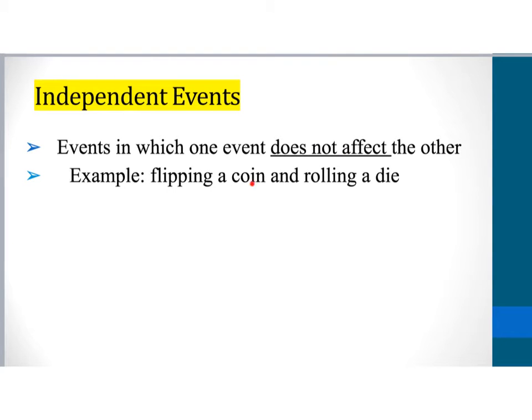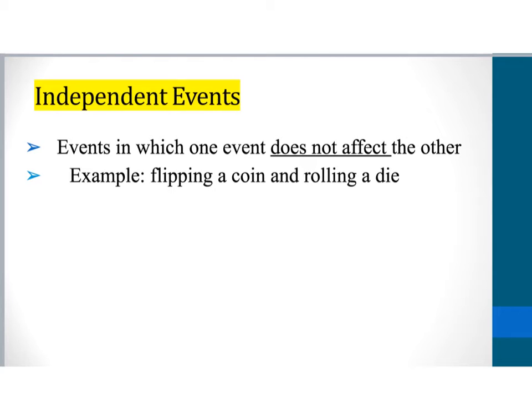So what that means is if we're flipping a coin or rolling a dice. If I flip a coin once and I get heads, and I flip that same coin again, I can still have the same probability of getting a heads or a tails as I did on the first flip because they are independent events.